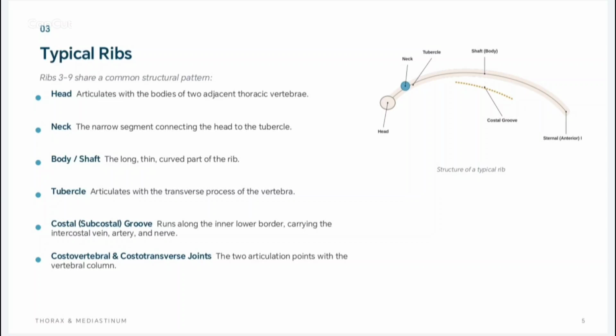A vital feature for clinicians is the costal or subcostal groove. This runs along the inner lower border of the rib and serves as a protected channel for the intercostal vein, artery, and nerve. This arrangement is key to understanding the 2 articulation points, the costovertebral and costotransverse joints.